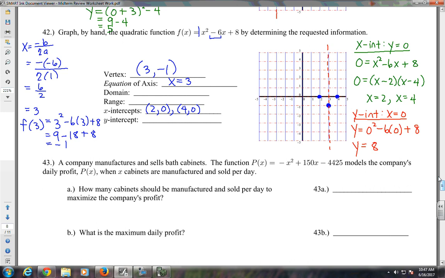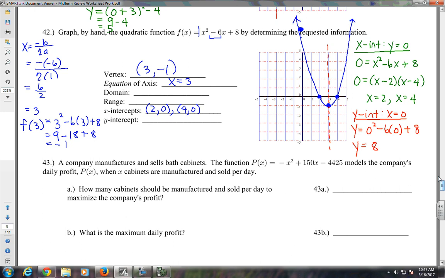Uh-oh, that one's a little off our graph. That's okay, we'll adapt a little bit. 5, 6, 7, 8. We'll imagine it up here. Okay? That's sufficient to construct the graph of our parabola. So we'll connect our dots carefully. And as always, you can check it on your calculator.